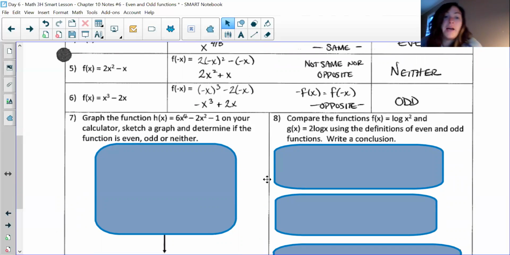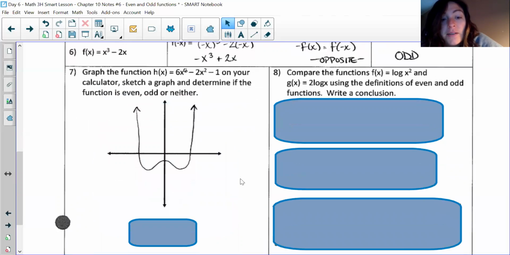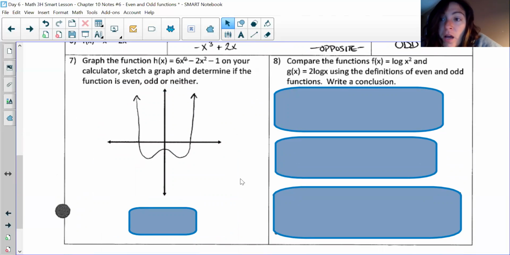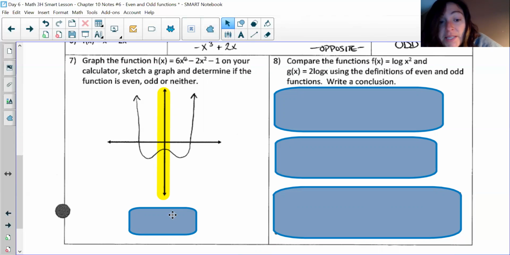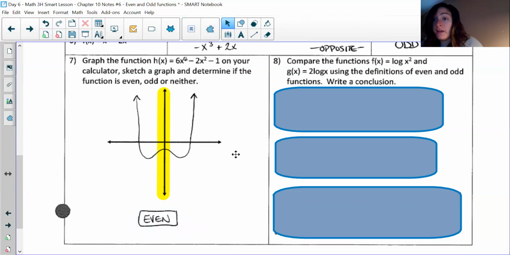Graph the function h of x on your calculator, sketch the graph, and determine if the function's even, odd, or neither. So we type this into our y equals, we graph it, and you might want to pause, because I'm going to show the answer now, until you get the answer, then resume. So we get a graph that looks something like that. Looking at the graph, I'm going to look at symmetry here. It appears that our symmetry is with the y-axis. Looking at the table, we can verify as well that this is an even function.